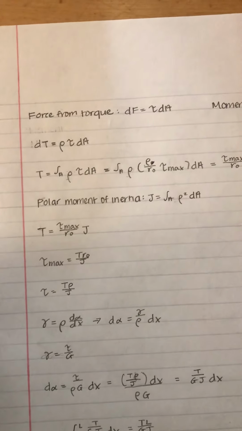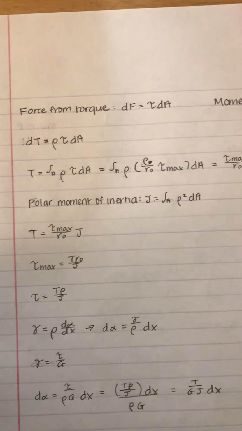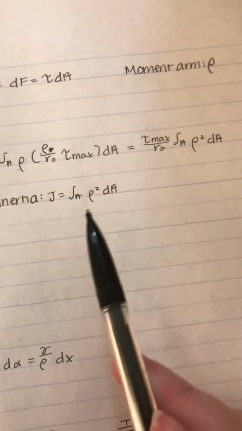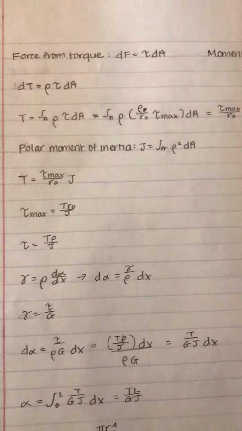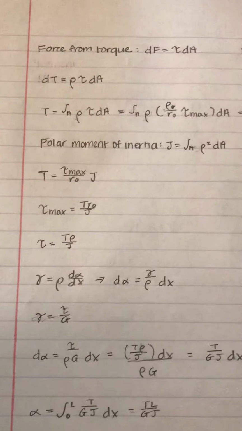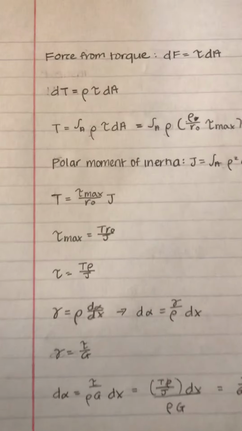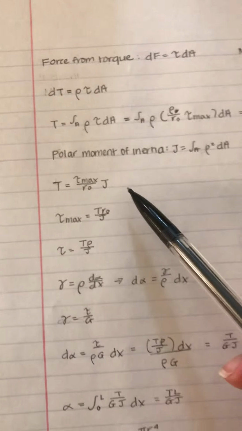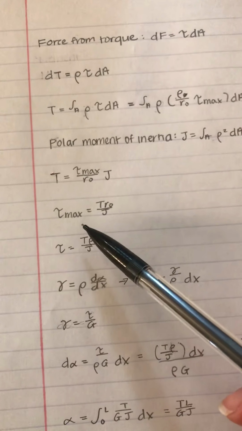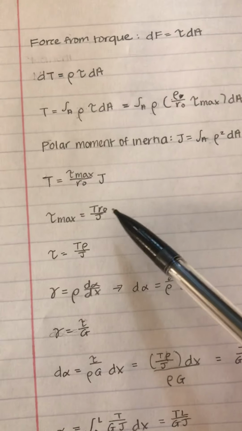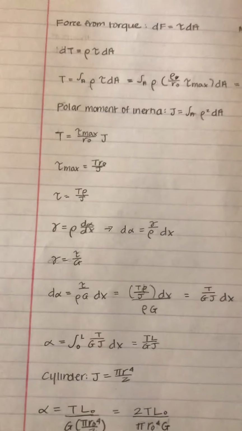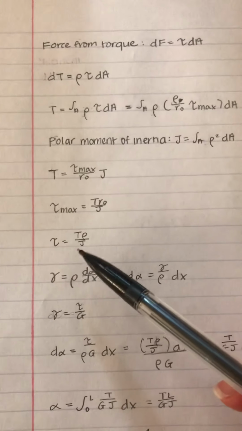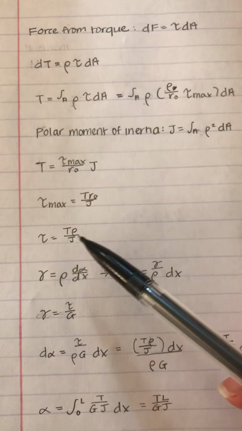So now a new piece of information we're going to use is the polar moment of inertia, which is J, and that's equal to this expression right here, which was in our torque integrand before. So now we can replace that integral with J, and we get torque is equal to tau max over RO times J. So we can simplify this. Tau max equals T times RO over J. And then if we don't want to deal with just the maximum situation, we can simplify it down to tau equals torque times rho over J.